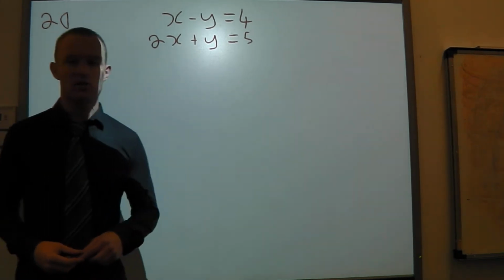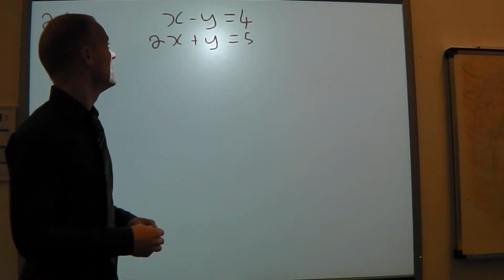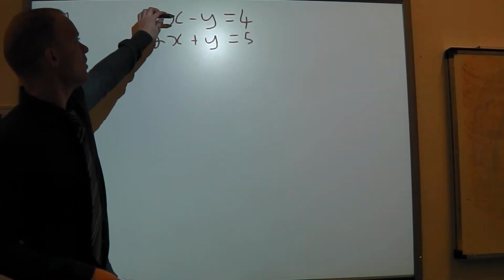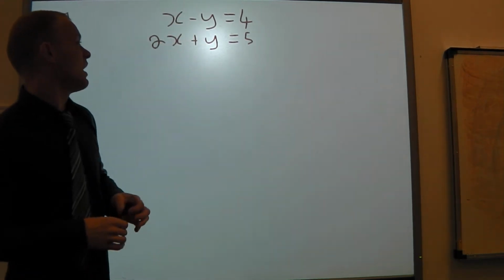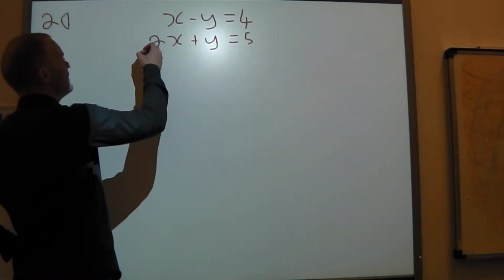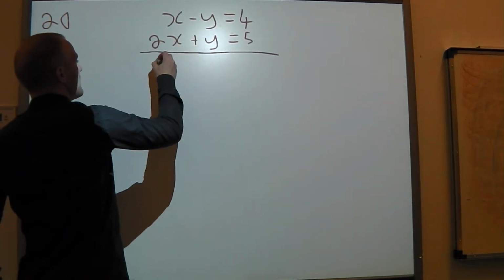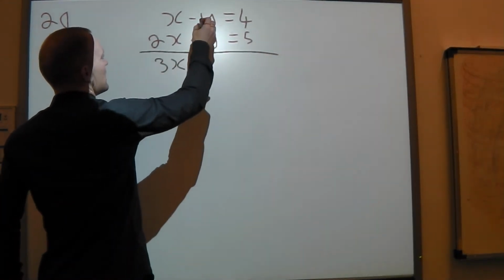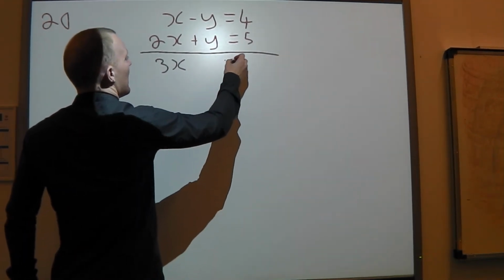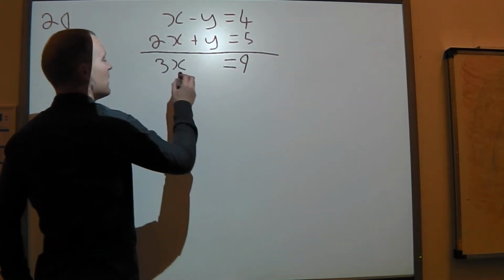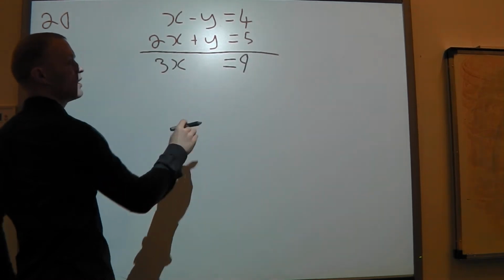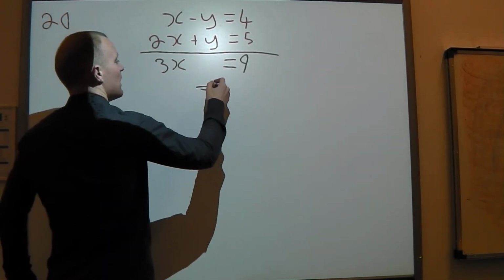Now the first part of this question we're asked to solve for x and y. We have one term in x and y, another term in x and y, and it's actually relatively straightforward. All we have to do is just add them up. If we add 2x and x, we get 3x. If we add y and minus y, that just equals 0, and 4 plus 5 is equal to 9. So if we divide both sides by 3, or you might be able to spot by eyesight, that implies that x is equal to 3.